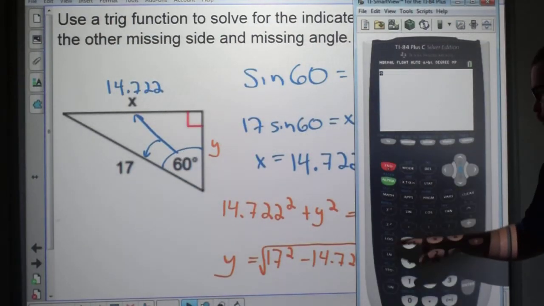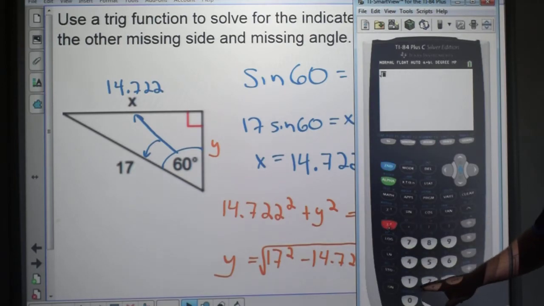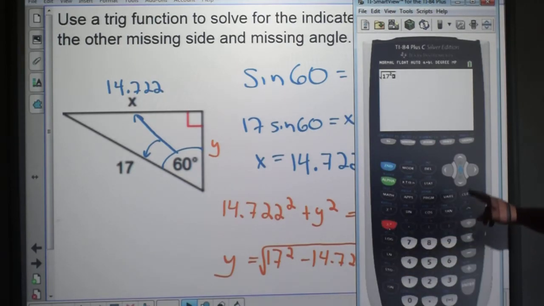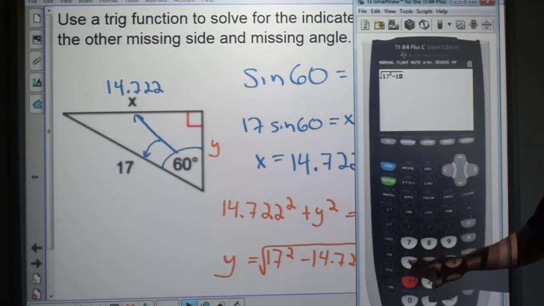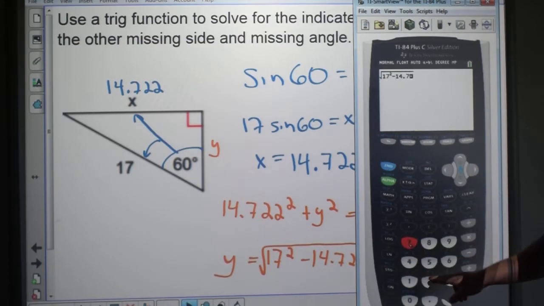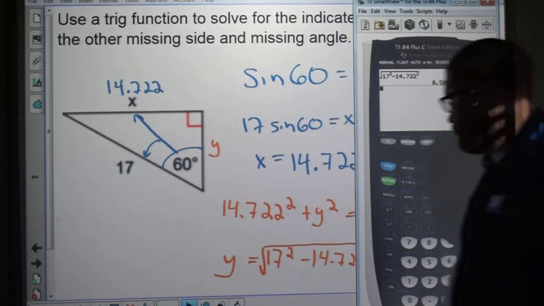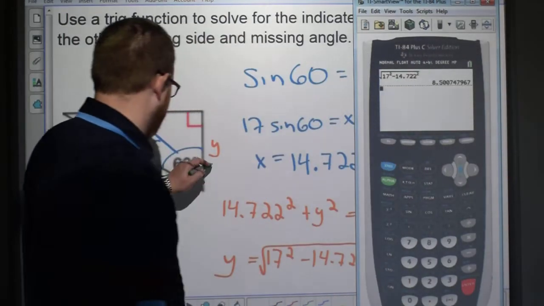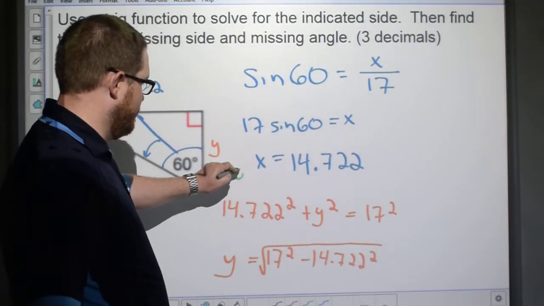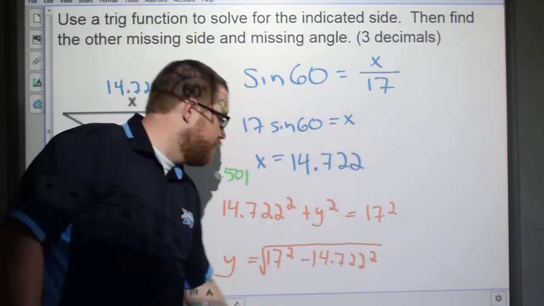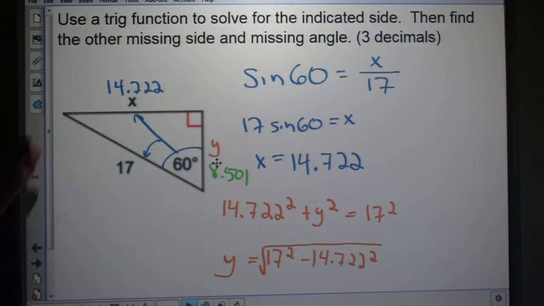So I've got the square root of 17 squared, I want to stay inside there, minus 14.722 squared, gives me 8.501. So y equals 8.501. And now I've solved my triangle. The only thing I haven't found is this angle, and we'll learn how to do that here in the next couple slides.